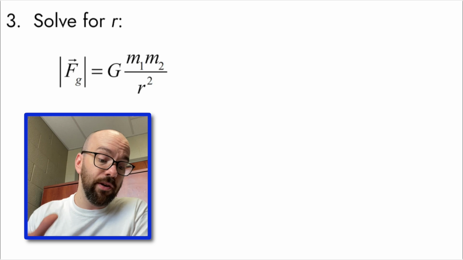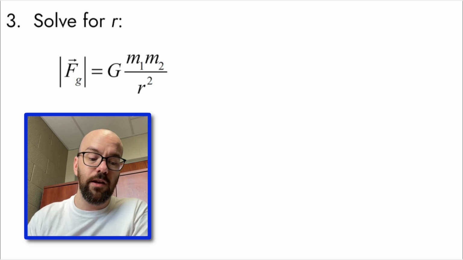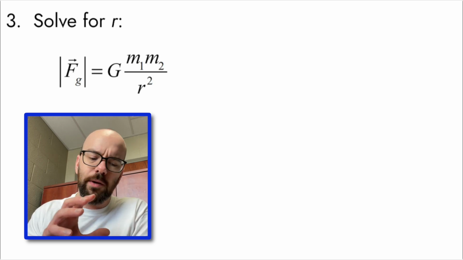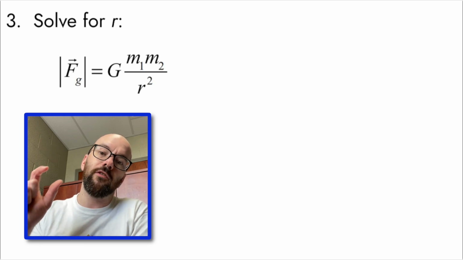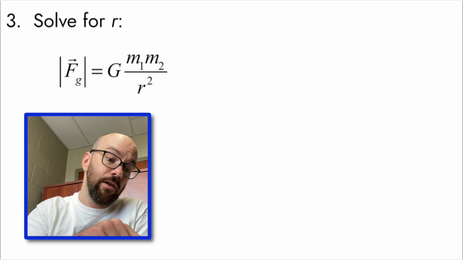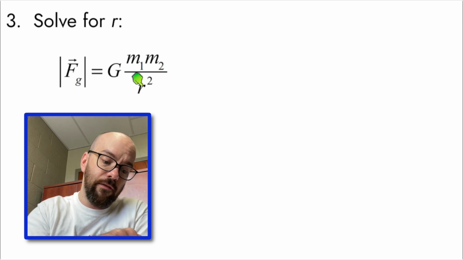Here's our third example. We're solving for R from this force of gravity equation. I'm using this as my third example because it's going to illustrate a common mistake that I see students make whenever they're solving for a variable that's in the denominator. We're solving for R, which is in the denominator of that fraction right here.